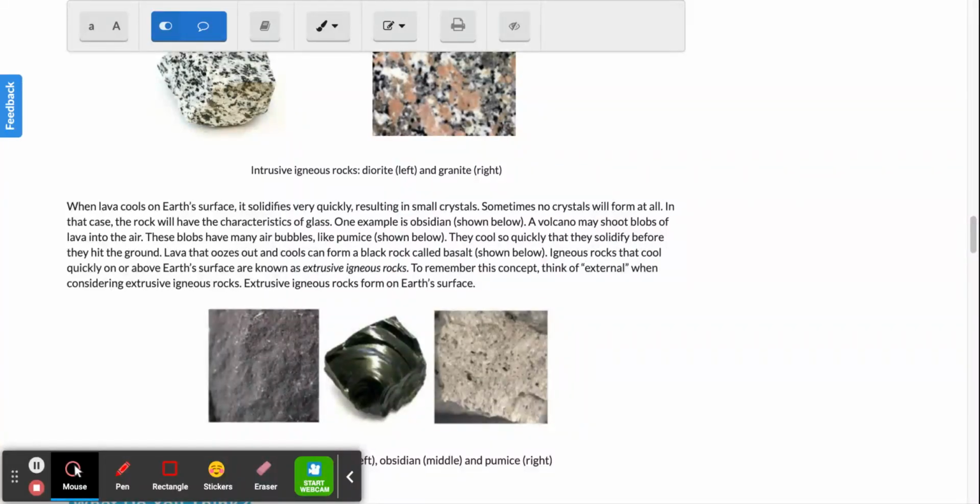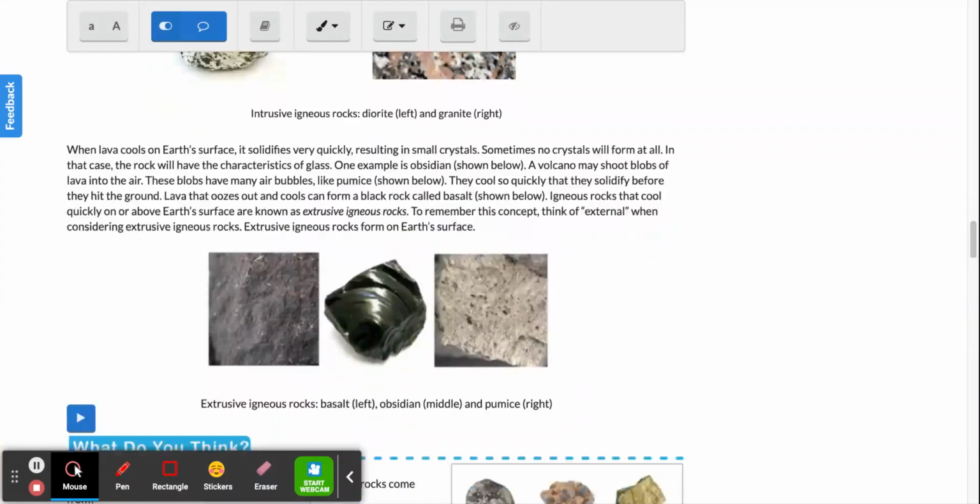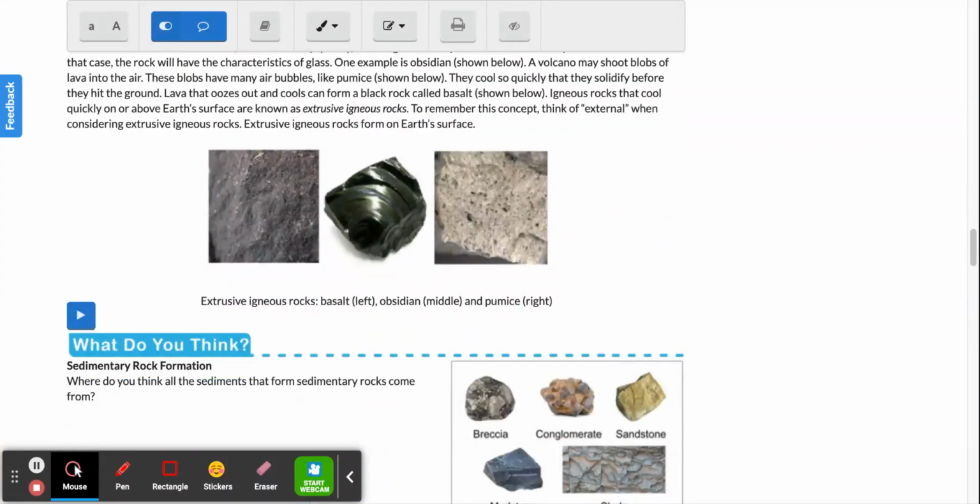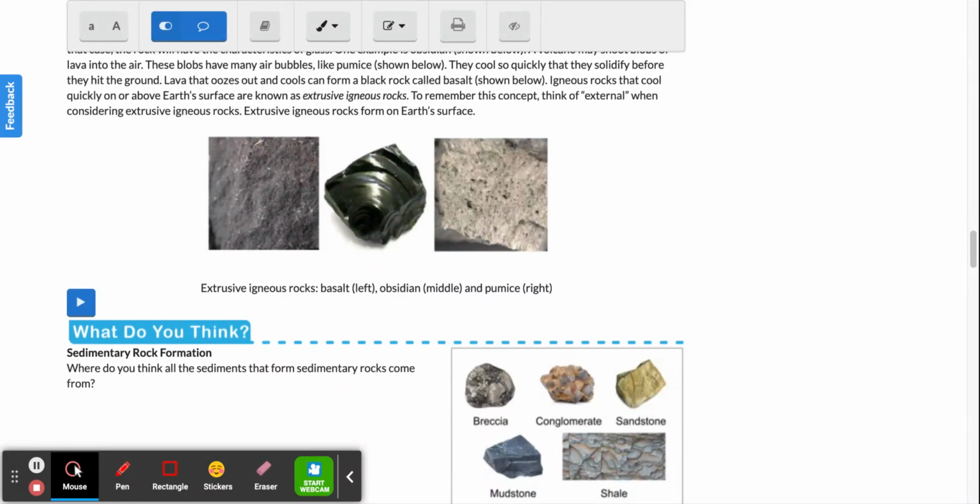A volcano may shoot blobs of lava into the air. These blobs have many air bubbles, like pumice, shown below. They cool so quickly that they solidify before they hit the ground. Lava that oozes out and cools can form a black rock called basalt, shown below. Igneous rocks that cool quickly on or above Earth's surface are known as extrusive igneous rocks.